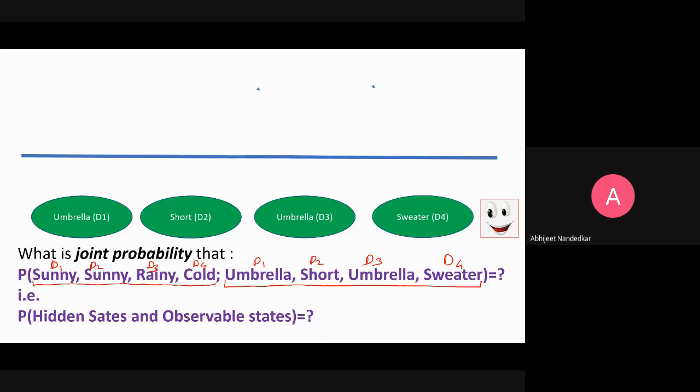Now suppose I have everything with me. I know table A, I know B, I know pi. Then what is the joint probability that this thing will happen? Say day 1 is sunny, day 2 is sunny, day 3 is rainy, day 4 is cold, and the person carries an umbrella for day 1, shorts for day 2, for day 3 again an umbrella, then day 4 is sweater. That means I am interested in the joint probability of hidden states and observable states.